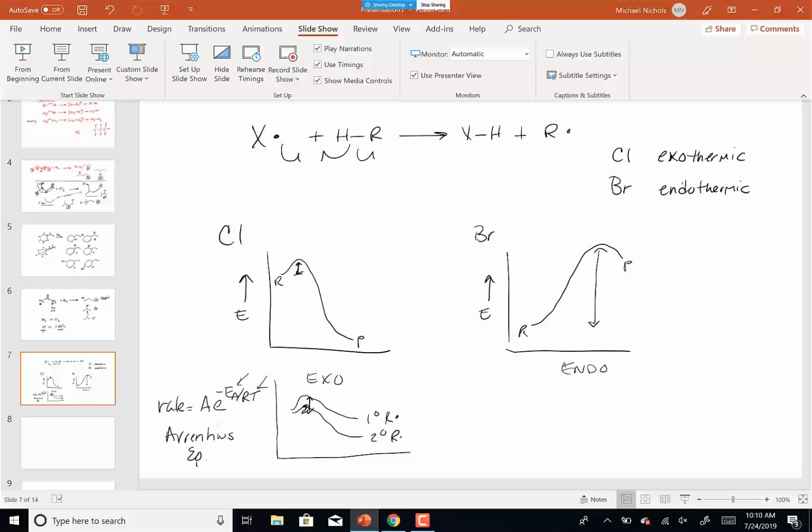Now, this diagram is going to occur for both of these reactions. So each one of these two reactions is always going to form a secondary radical faster than a primary radical.